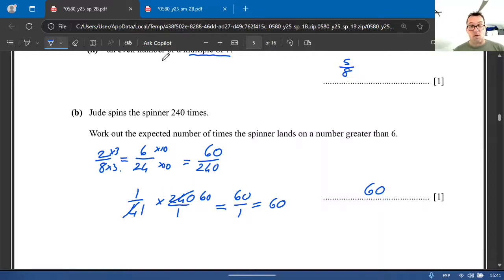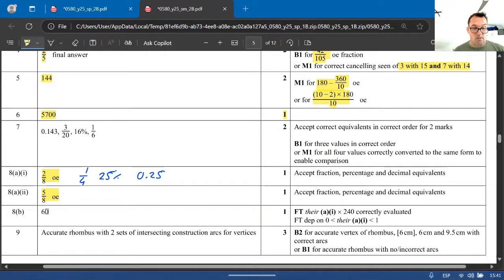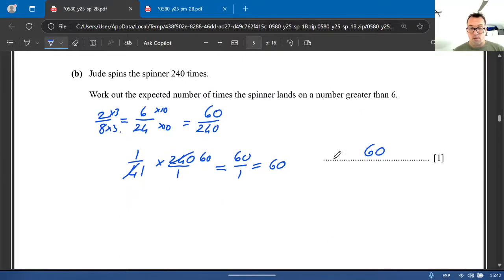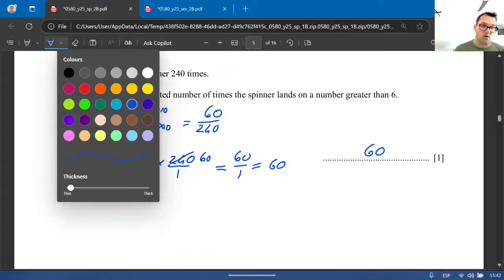Just one mark here to be given away, so whichever way you want to get it. There is a follow through mark though. So if you got the previous one wrong, but you multiply that by 240 and get the right answer there, bam, you get your mark.